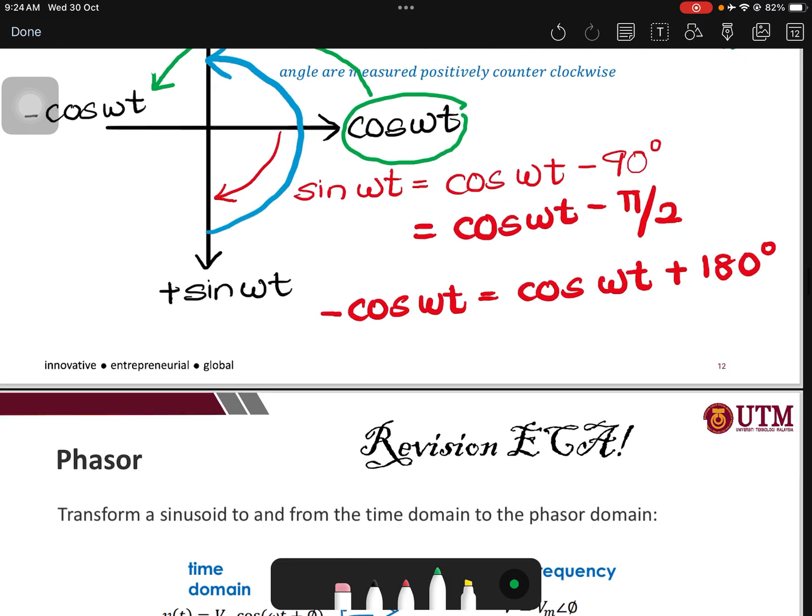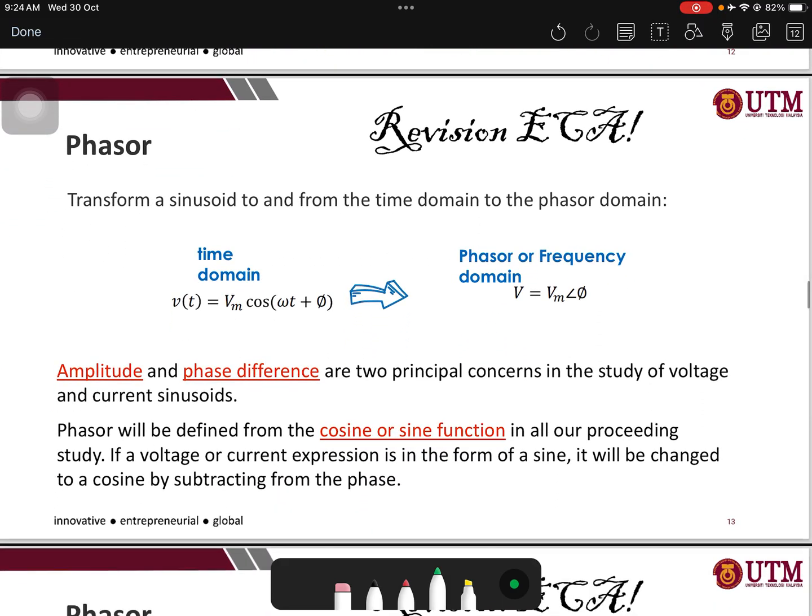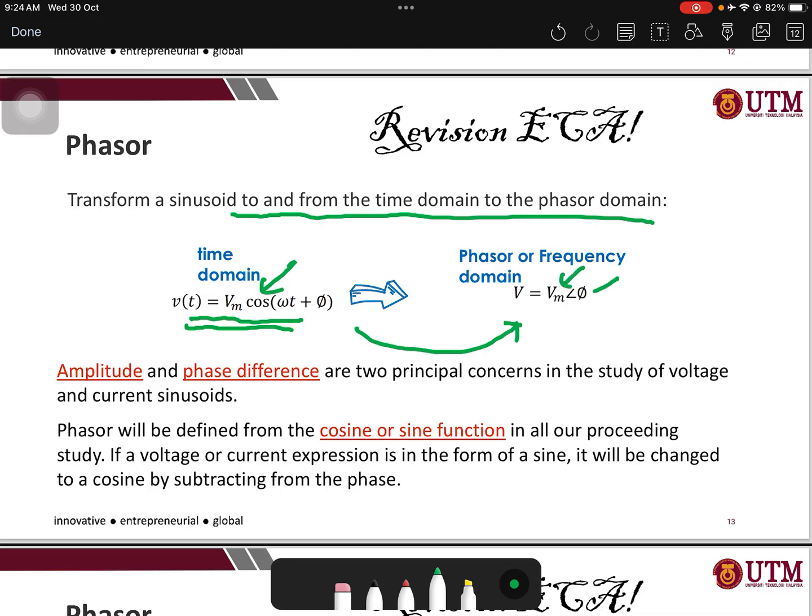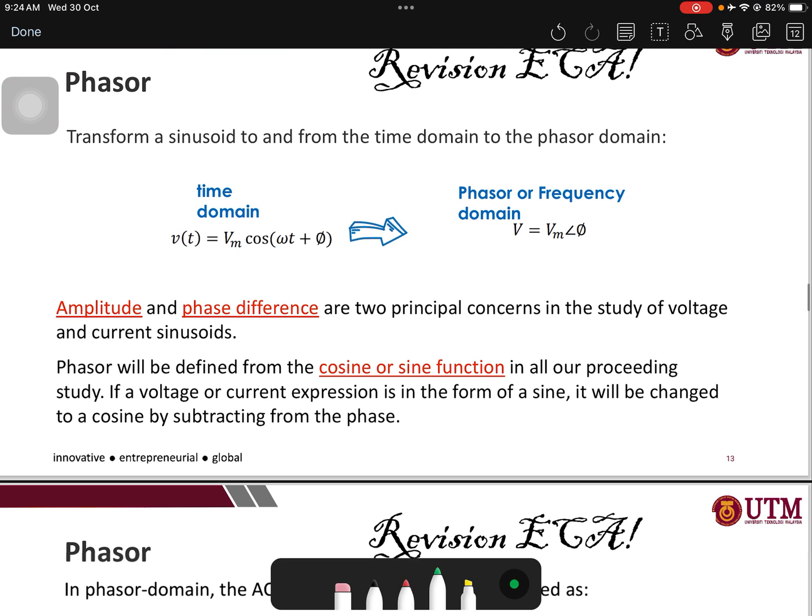Alright. Okay, so next. The phasor transforms a sinusoid to and from the time domain to the phasor domain. So this is the formula. This is the time domain common representation. We use the cos, and then from here we can convert to the phasor domain. In the phasor domain, this is your amplitude and this is your phasor. The amplitude and phasor are two principal concerns in the study of voltage and current sinusoids.